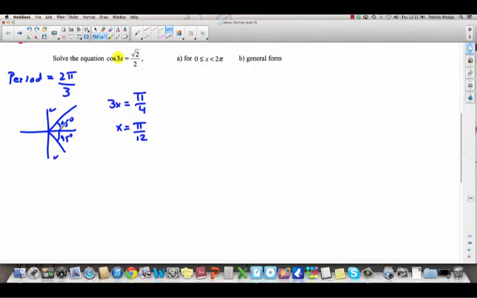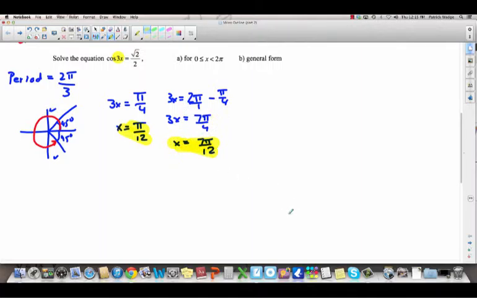For this angle right here, how do we get that one? We take the whole circle, the whole way around, which is 2 pi, and we subtract the reference angle, which is pi over 4. That's not what x equals, that's what 3x equals. So 3x equals, let's put this over 1. Multiplied by 4, you get 8 pi, take away 1 pi, equals 7 pi over 4. And then divide by 3, you get 7 pi over 12. So these are 2 answers. Are these 2 all of the answers, or is there more?